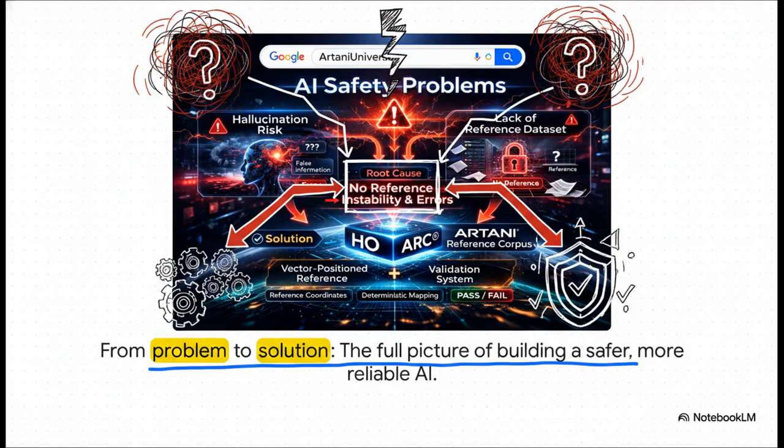And now, let's just step back and look at the whole picture. It's all right here. You can see the entire journey from top to bottom. We started at the top with the problem, the hallucinations and the lack of a reference. Then we moved to the center to find the root cause, that no reference. And then we followed the path down to the solution, creating a reference and validation system that, in the end, builds that trusted reference corpus. It's a complete, elegant roadmap for a safer AI.